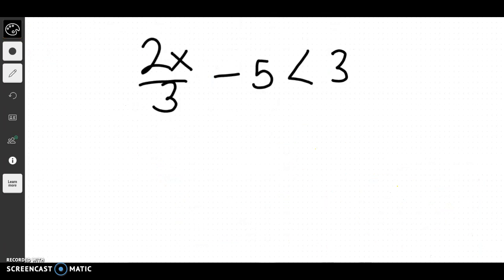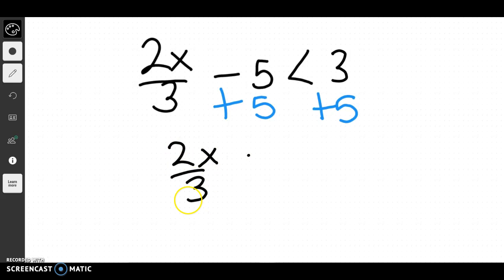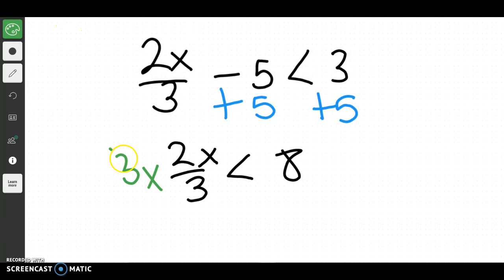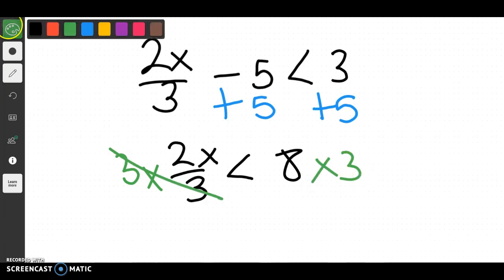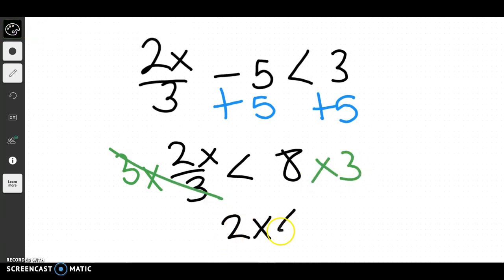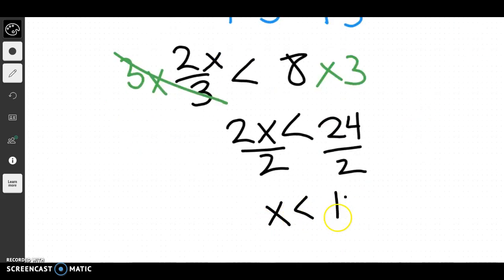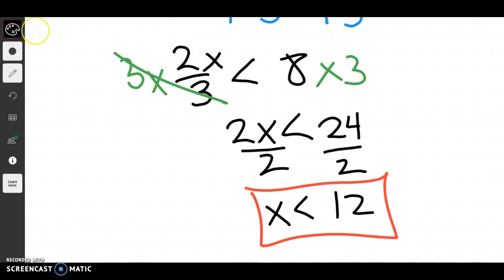So let's look at the second one. Again, we would go through the same stuff we always do. I would get rid of my subtraction first because you go through and do a reverse PEMDAS. I would get 8 here. To get rid of a fraction, we'd multiply, that undoes the dividing. I'd have 2x is less than 24. I'd divide by 2, and I would get x is less than 12. And again, this is my answer, but to show people, I would need to graph this.